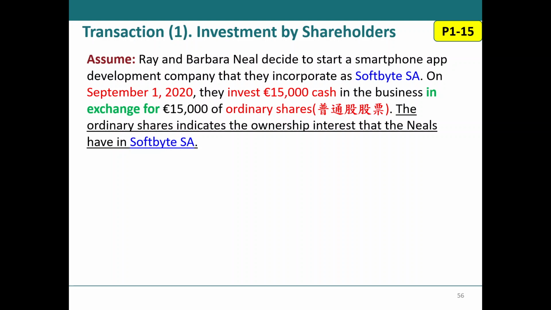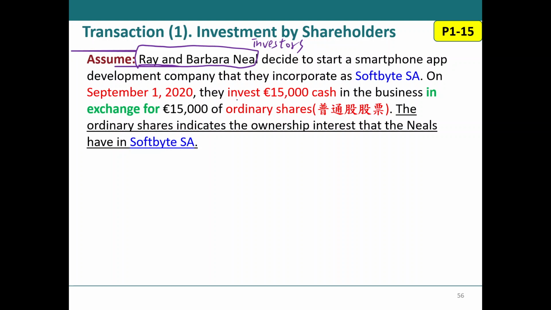Okay, then here, I will tell you how to analyze a transaction. We don't have enough time, so maybe I will just tell you three transactions, and I will give you the time to practice another two, okay? So for this, did you find the first transaction from the company? There's so much content, right? Try to find the keyword. What's the keyword? I use a different color to tell you the keyword. So what happened? The keyword here tells you Ray and Barbara Neal. Ray and Barbara Neal, they are the investors.